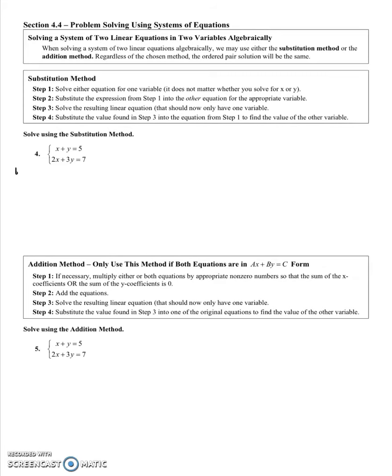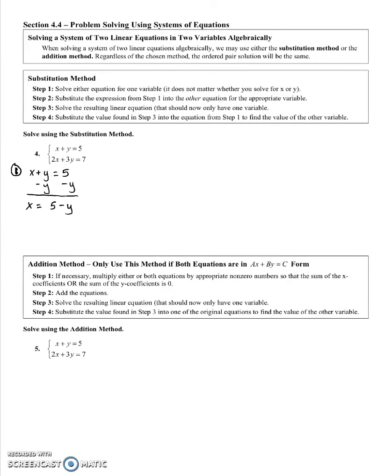Step 1 in the list: pick one of the two equations and solve it for one of the two variables. I'm going to go with the first equation because that looks simpler: x plus y equals 5. It doesn't matter which variable we solve it for, so let's solve it for x. Solving for x means we want to get y to the other side of the equation, so we subtract it, and we get x equals 5 minus y.